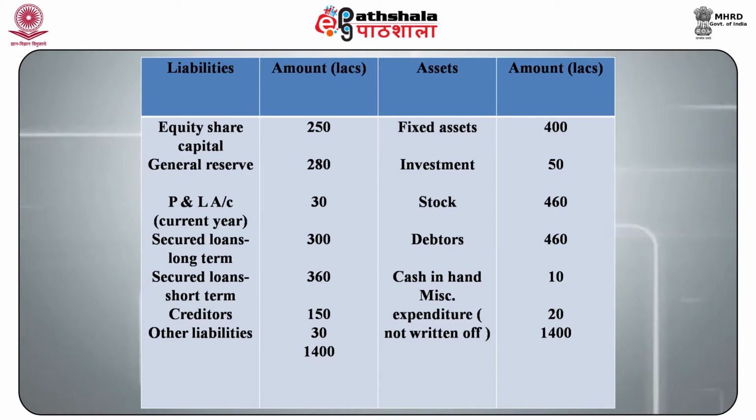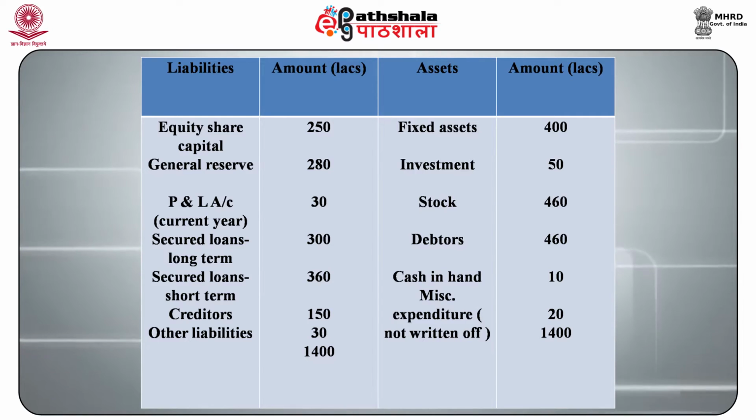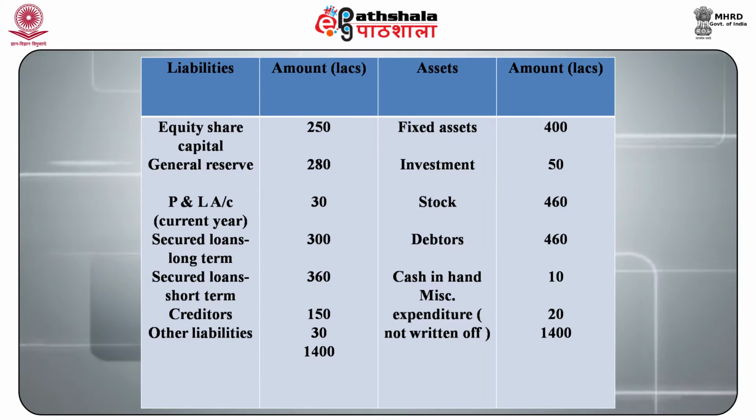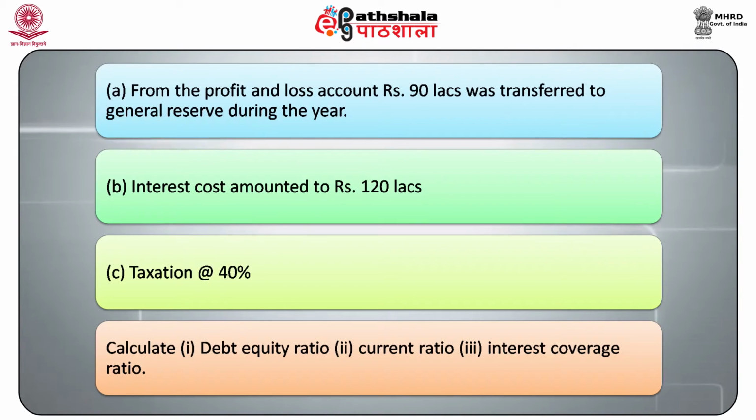The assets in lakhs are fixed assets at 400, investment at 50, stock at 460, debtors at 460, cash in hand 10, miscellaneous expenditure not written off is 20. The net assets are 1400 lakhs. The additional information is from the profit and loss account, rupees 90 lakhs were transferred to general reserve during the year.